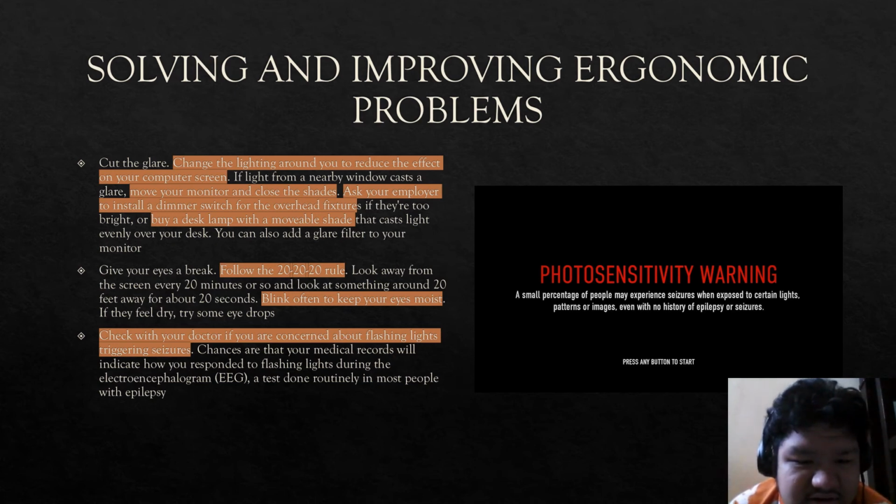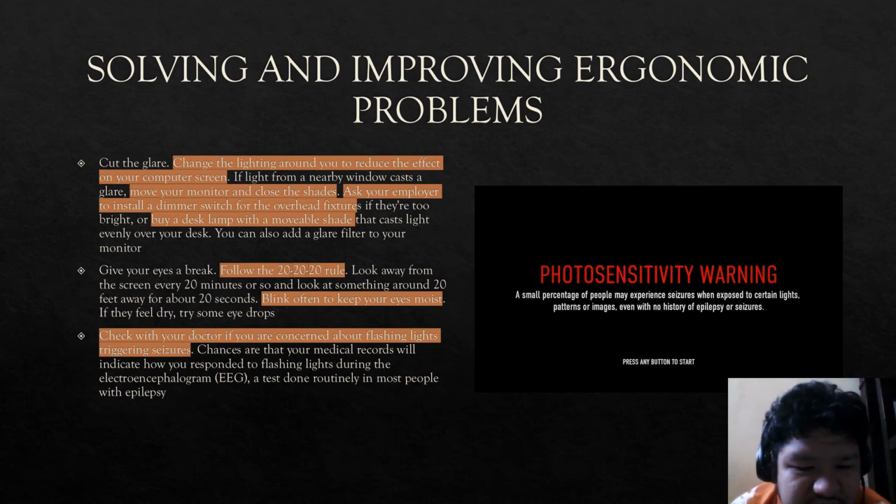Cut the glare. Change the lighting around you to reduce the glare on your computer screen. If light from a nearby window casts a glare, move your monitor and close the shades. Ask your employer to install a dimmer switch for the overhead fixtures if they're too bright, or buy a desk lamp with a movable shade that casts light evenly over your desk. You can also add a glare filter to your monitor.